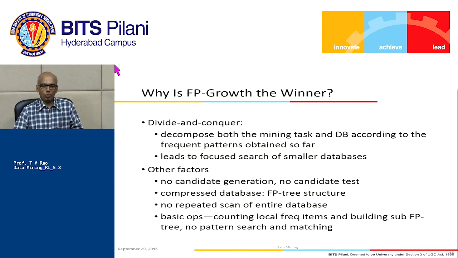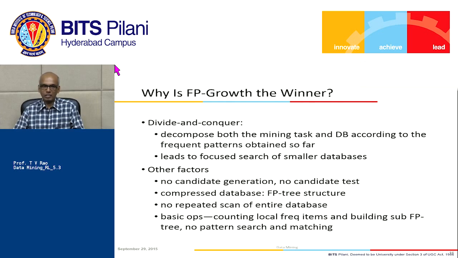And the FP growth algorithm has been successful for several reasons. It works on the principle of divide and conquer. It first eliminates all the infrequent items, and they are never going to be part of the tree. And it works with a focused search of a smaller database, and we are not generating any candidate items.